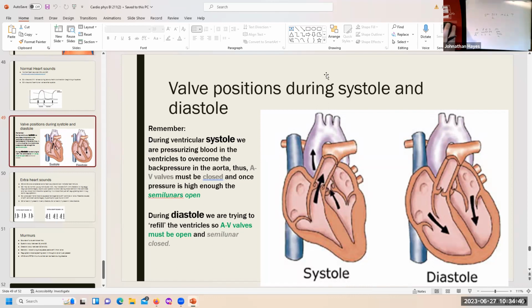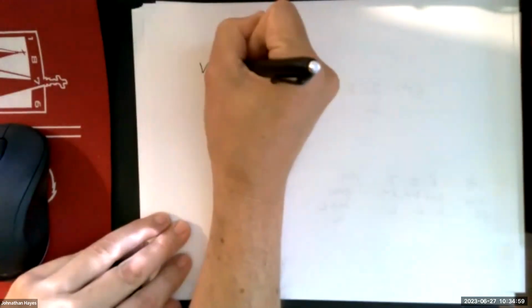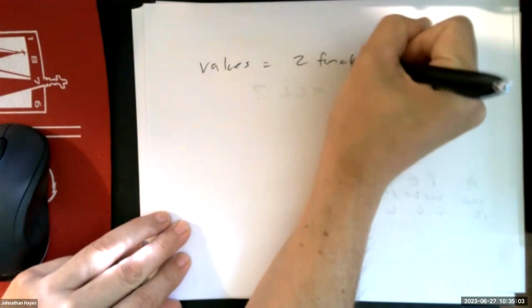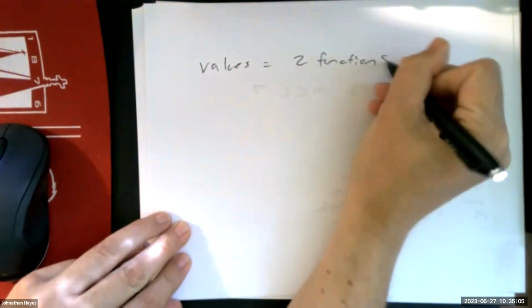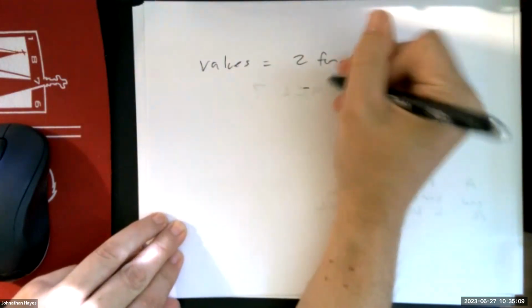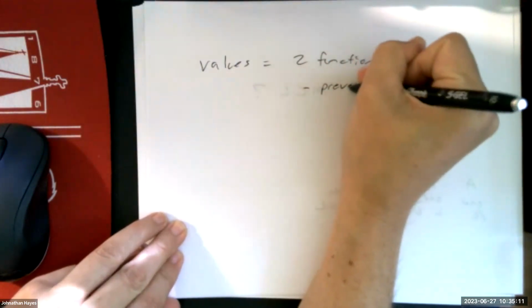Okay. So real quick, before we get into murmurs, which are abnormal heart sounds heard over valves, we have to talk about, well, what are valves normally supposed to do? Okay. So valves have two functions, right? Most of the time, one of the functions gets talked about. So the first function that usually gets talked about is to prevent backflow.